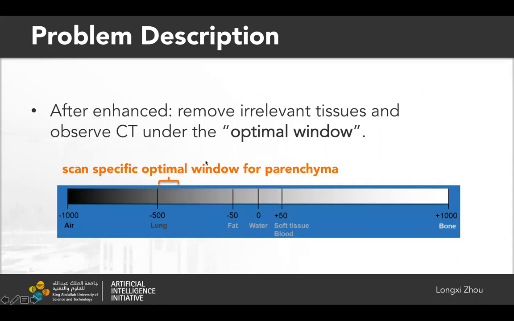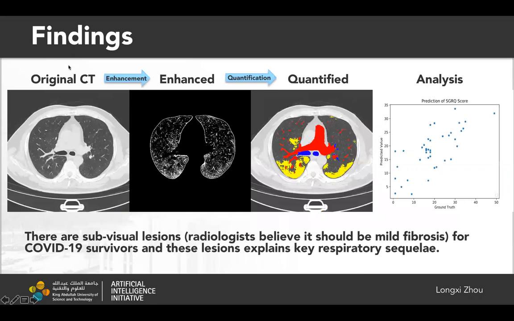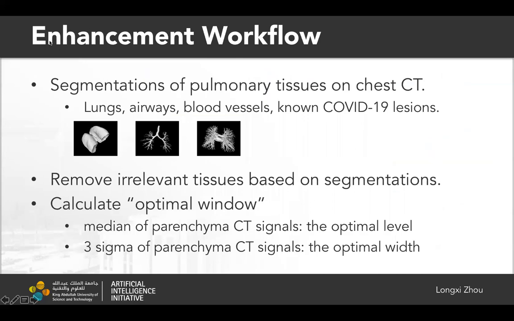Thus, we want to enhance the parenchyma by removing irrelevant tissues and calculating the scan-specific optimal windows, which only focus on a very small amount of CT signals. This is our final findings. The original CT looks like this, and after enhancement, we get some subvisual lesions, and we quantify these subvisual lesions and analyze their correlation with some key respiratory sequela. And we found most of the COVID-19 survivors have some subvisual lesions, and these lesions can explain key respiratory COVID-19 sequela. And let's see how we do the enhancement.